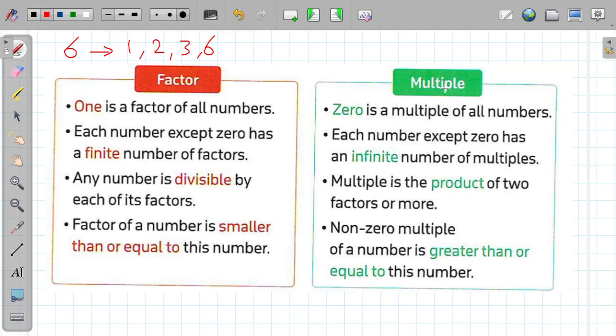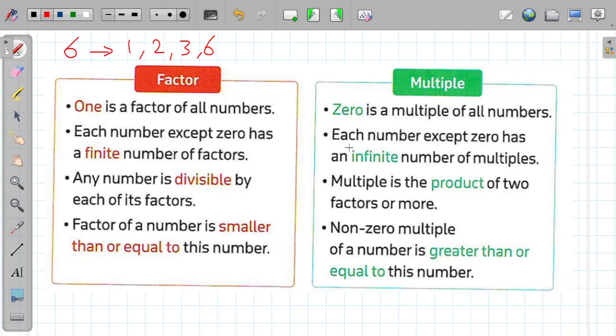Second, I will talk about multiples. 0 is a multiple for all numbers, okay? So I can say 0 is a multiple of 1, 2, 3, 4, 5, and so on. So 0 is a multiple for all numbers. But here I said 1 is a factor for all numbers. This is the difference between factors and multiples.